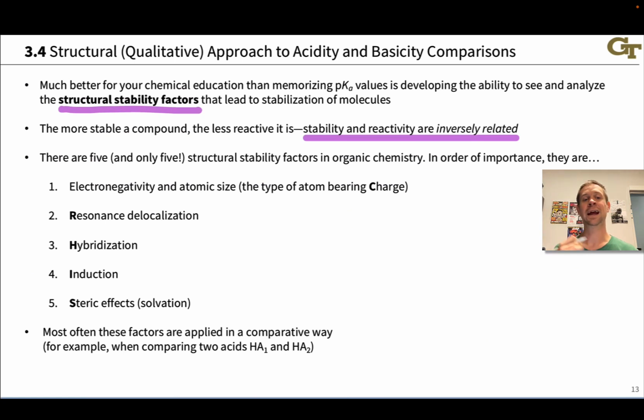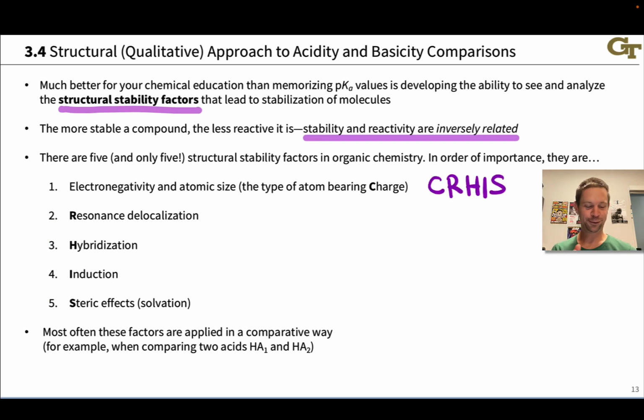The first is electronegativity and atomic size, particularly of atoms bearing charge. Next is resonance delocalization, which we've touched on already. Hybridization has an impact on the stability of electron pairs. Inductive effects, we'll talk about what those are here shortly. And then steric effects, primarily related to solvation, which we'll touch on at the end of this unit.